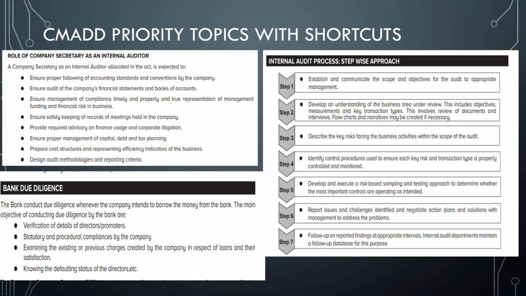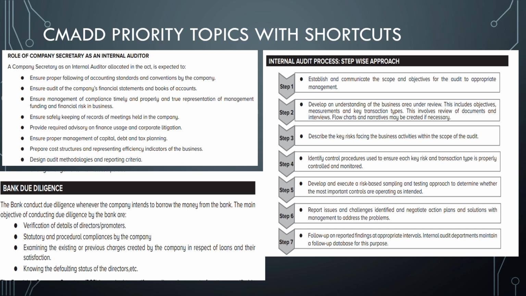So moving on to the last question, what do you understand by a banking due diligence, or what are the various objectives of conducting bank due diligence? First is verification of details of the directors or promoters and statutory and procedural compliances by the company, and knowing the defaulting status of the directors. Lastly, examining the existing or previous charges created by the company in respect of loans and their satisfaction.